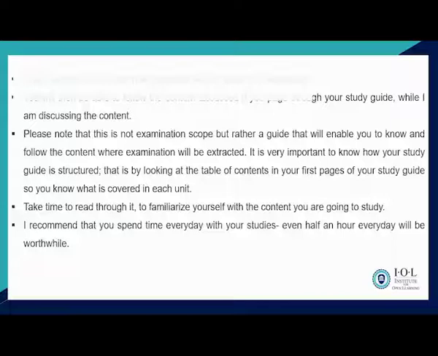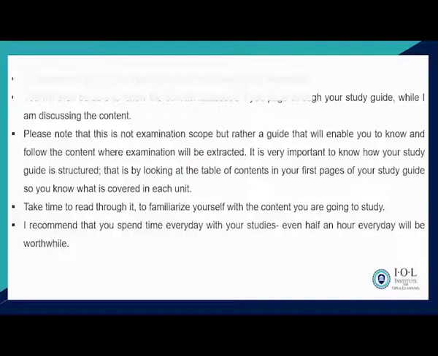It's very important to know how your study guide is structured. That is by looking at the table of content in your first page of your study guide, so you know what is covered in each unit, and you can also be able to trace each topic at a particular page, so that when you see a topic in presentation, you know where to go. Take time also to read through it, to familiarize yourself with your content you are going to study.